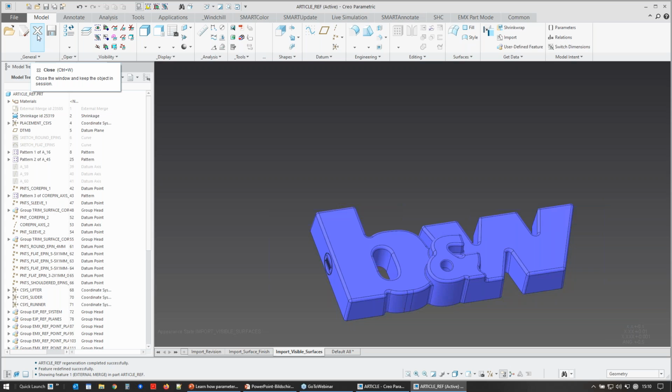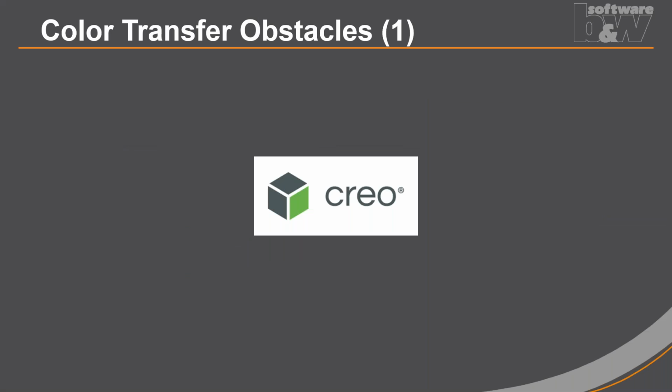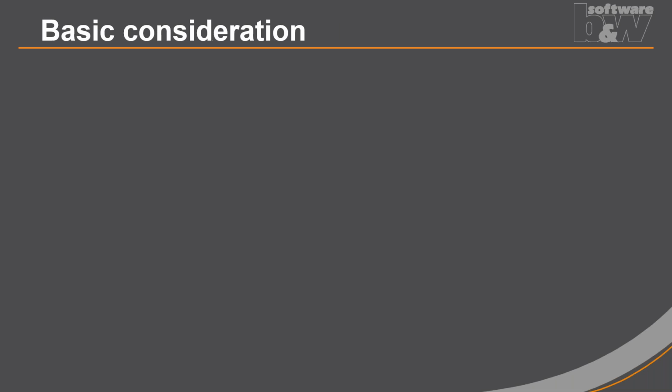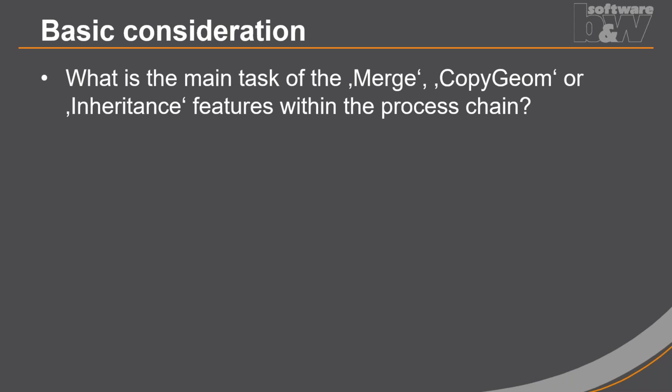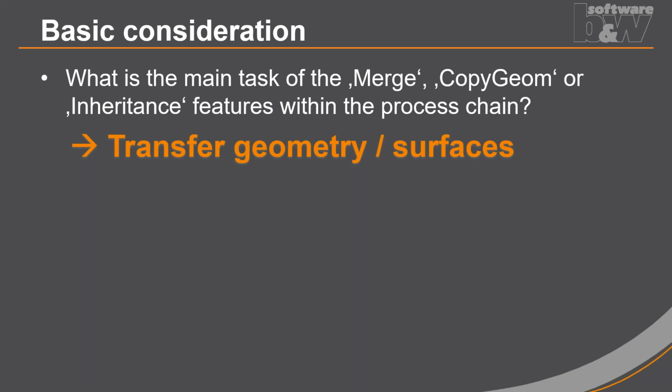So let's go back to the presentation for a while and take a step back. What's the basic consideration that we have? What is the main task of the merge, the copy geom, or the inheritance feature within this process chain while transferring information from the article part in the R&D department to the reference part in the tool design department? Well, the main task is transferring geometry and surfaces.